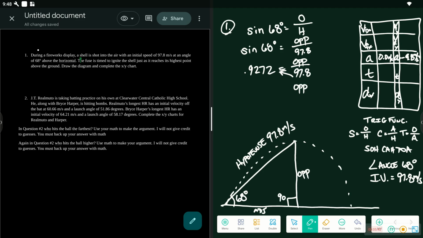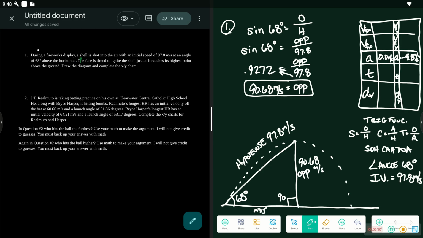So opposite is going to equal 90.68 meters per second. That tells you that this side is 90.68 meters per second. Now, at this point, you have two options to get the adjacent side.